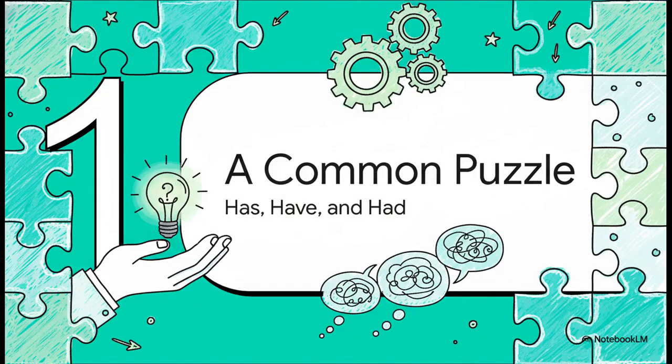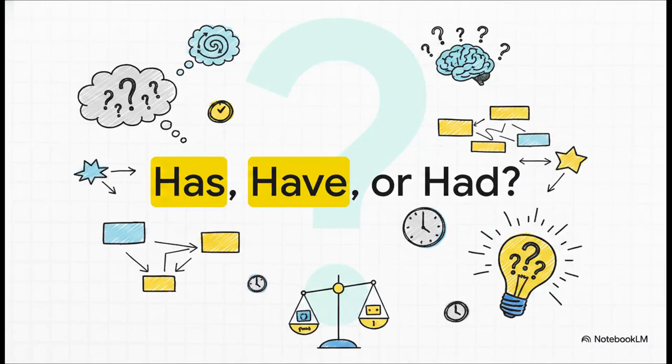So yeah, at first glance, these three words can feel like a real puzzle, right? They all come from the same place, the verb to have, but figuring out which one to use and when, well, that can be a little tricky. Let's break it all down. So that's the big question, isn't it? Has, have, or had. But you know what? The answer isn't about memorizing a bunch of complicated rules. It's actually about understanding one single, super simple idea.